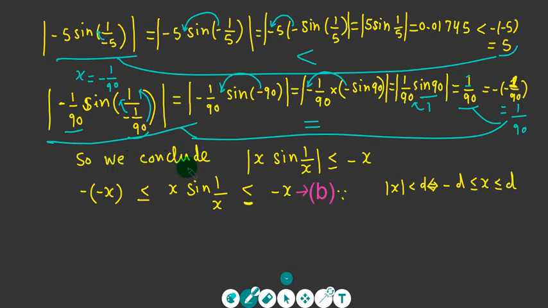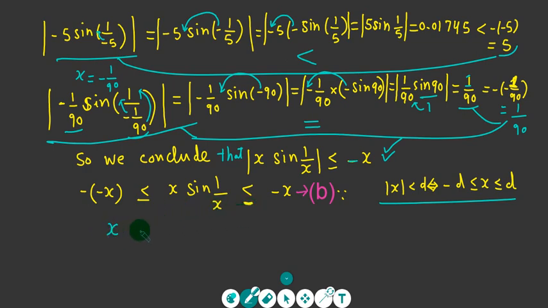We conclude that absolute value of x into sine 1 upon x is less than or equal to minus x. Now we can write this inequality as a simultaneous inequality by using this formula.